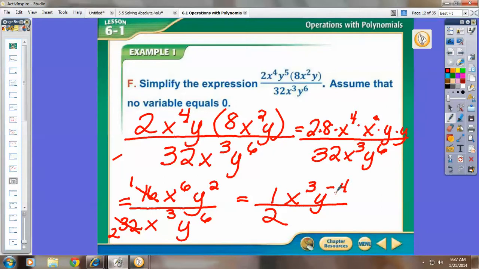Now, of course, we can't leave our variable with a negative exponent. So we're going to have to cross the line and change the sign with that y. Change floors, move it down. When you change it down, of course, that becomes a positive exponent. So we have 1x cubed, or just x cubed, divided by 2, y to the 4th.